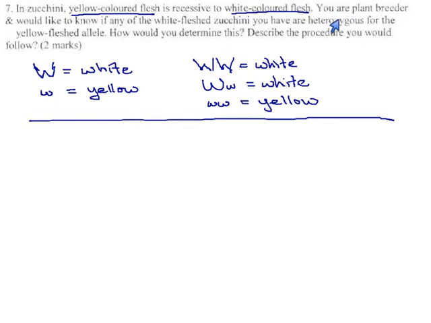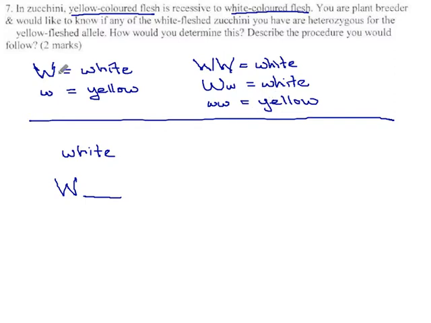What do they want? You are a plant breeder and would like to know if any of the white flesh zucchini you have are heterozygous. So if you have a white zucchini, there's a bit of a question mark because you know that has a big W, but you don't know what the second allele is. So if you just have a plant that's producing white zucchini, you know it's big W something. And you want to know if any of them are heterozygous. How would you determine this?